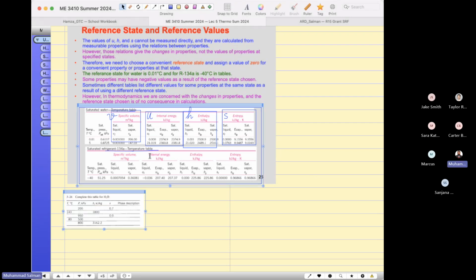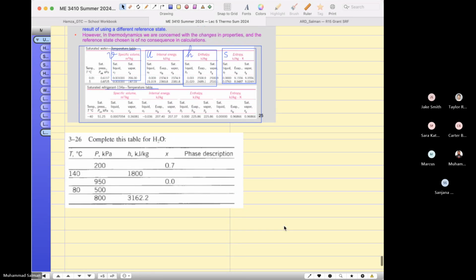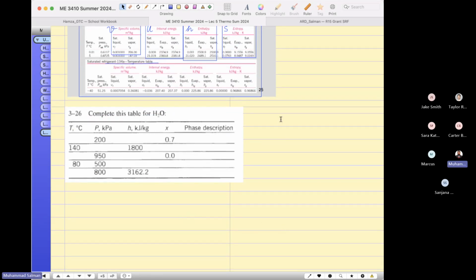Okay, let's do this problem. Let us complete this table together. The question is: complete the following table for water. Look only at the first row. The pressure is given as 200 and the quality is given. When the quality is given, can you tell me what phase it is in? Is it compressed liquid, liquid line, liquid vapor mixture, dry vapor, or superheated vapor? Where is this quality telling us?